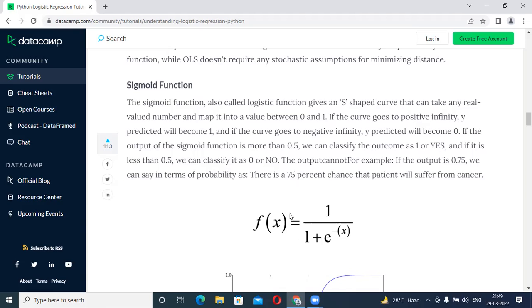A given data set will be given, you have to develop a model, and after that we will evaluate the model. Here two examples are given, one for the yes, another for the no, since it is a classification problem. The curve will go to the positive infinity if the predicted value is 1, and the curve will go to the negative infinity if the predicted value becomes 0.